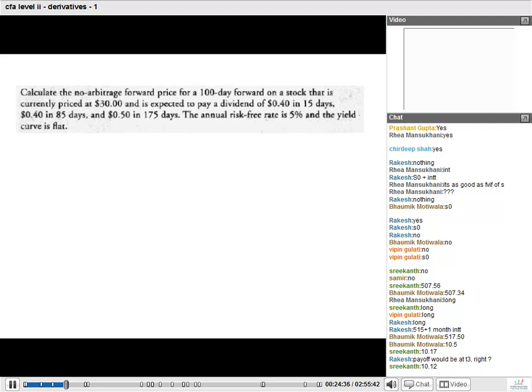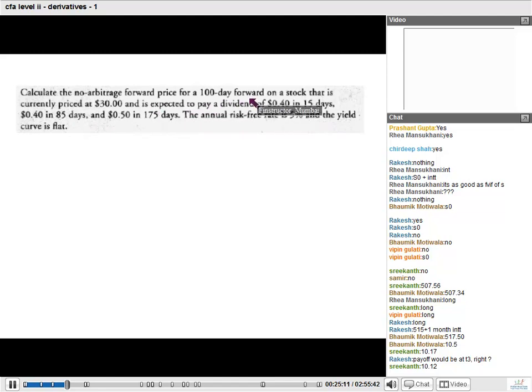Calculate the no arbitrage price for a 100-day forward on a stock that is currently priced at $30 and is expected to pay a dividend of $0.40 in 15 days, $0.40 in 85 days, and $0.5 in 175 days. The annual risk-free rate is 5% and the yield curve is flat. Yield curve is flat means you could use the 5% rate for discounting all cash flows.